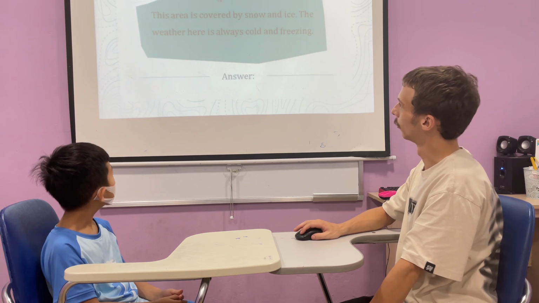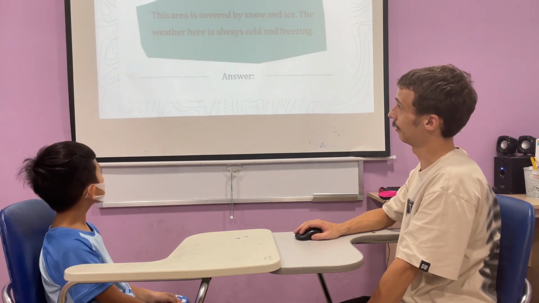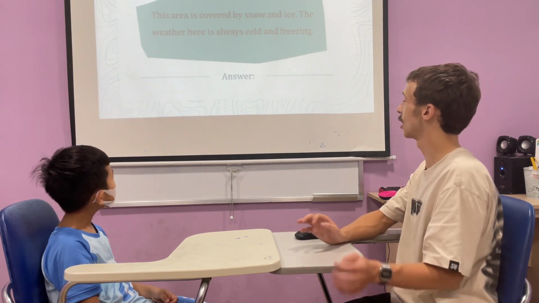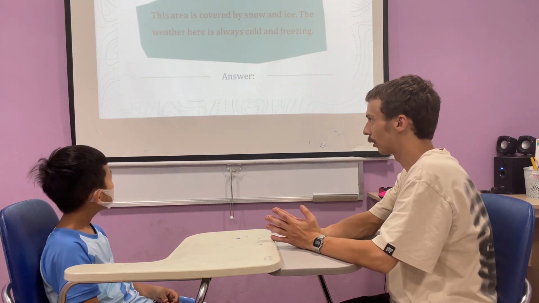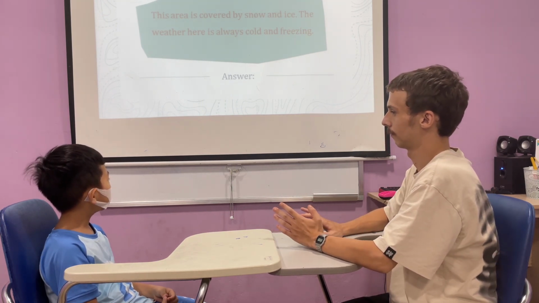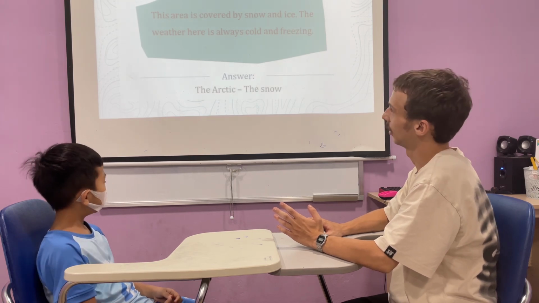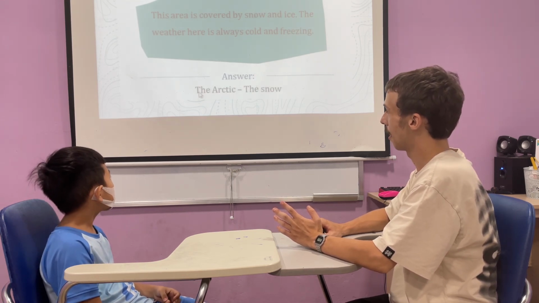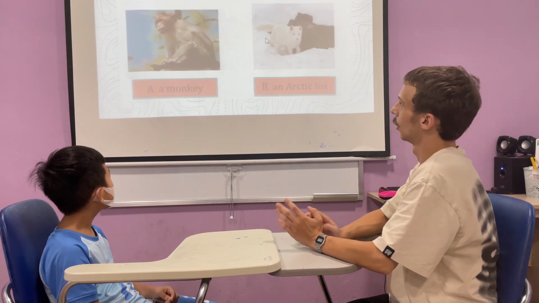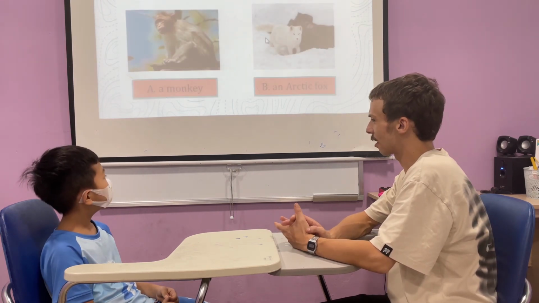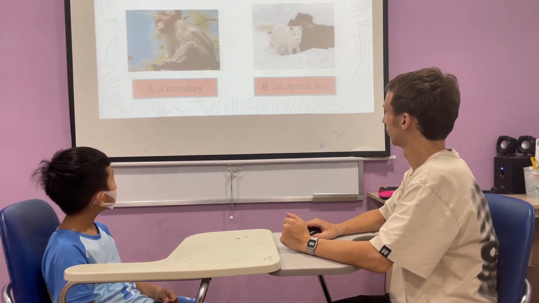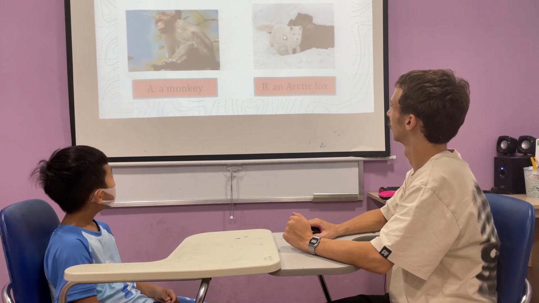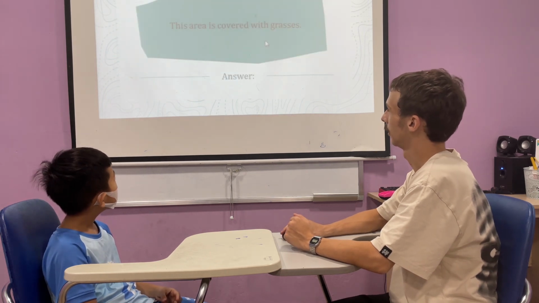Now, let's move on to our first question. This area is covered by snow and ice. The weather here is always cold and freezing. Where are we? It's Arctic. The Arctic. What animals live in the Arctic? Arctic frogs live in the Arctic. That's right. Okay. Next one.